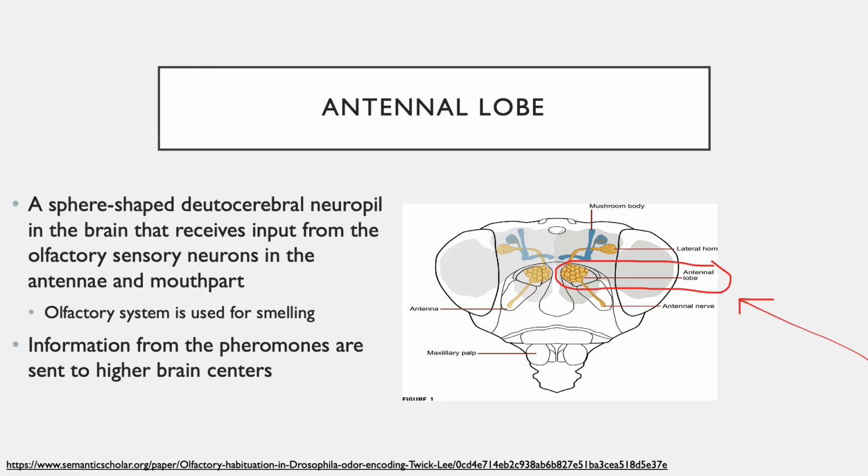As I mentioned previously, the beta lobe deals with any and all olfactory information the bee takes in with their antennae and mouth parts. Within this lobe, the antennal lobe is located. The antennal lobe is a sphere-shaped deutocerebral neuropil in the brain that receives input from the olfactory sensory neurons in the antennae and mouth parts.